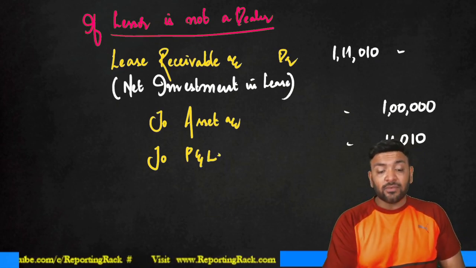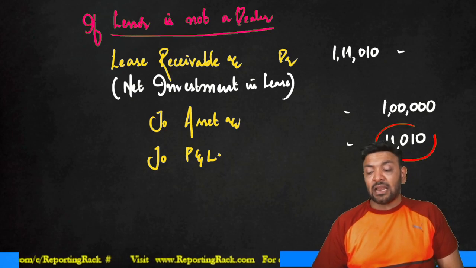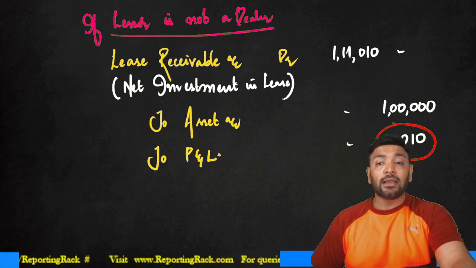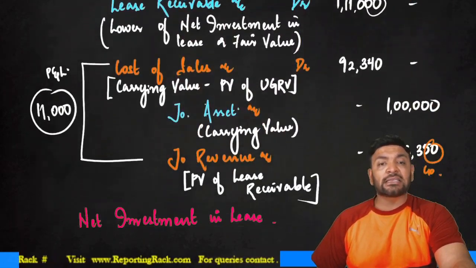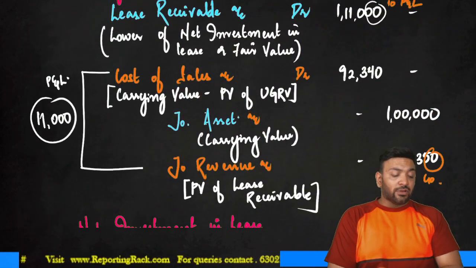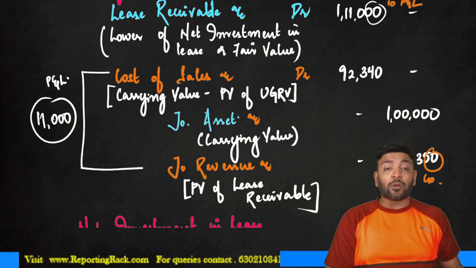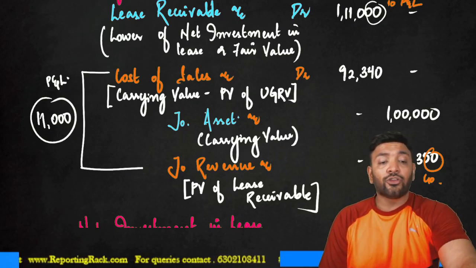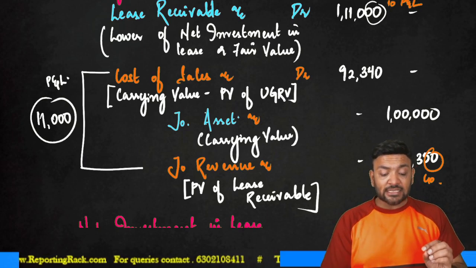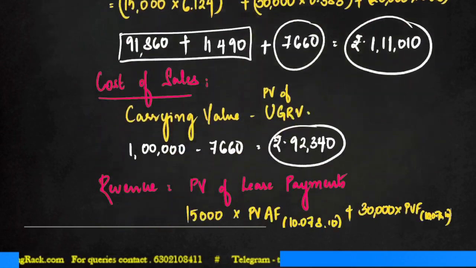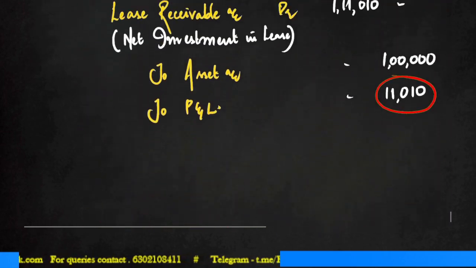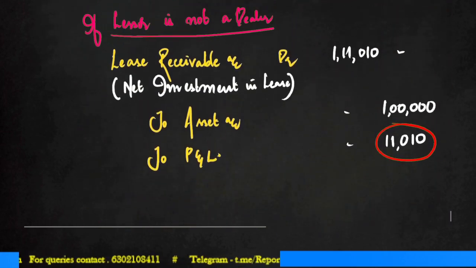Guys, if you observe, the resultant amount in the P&L is 11,010, and even if you look at the above answer, it is exactly the same. It is 11,000. There is no difference as far as the profit recognized is concerned. Your profit to be recognized will still be the same whether the lessor is a dealer or whether the lessor is not a dealer. It is not going to make any significant difference.